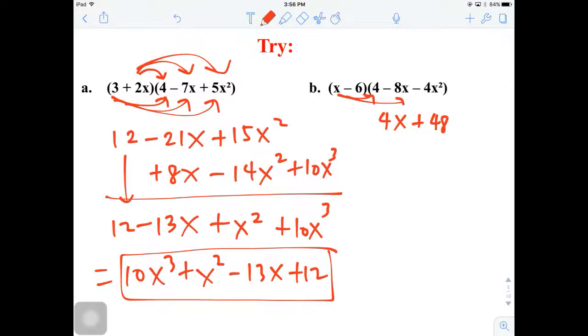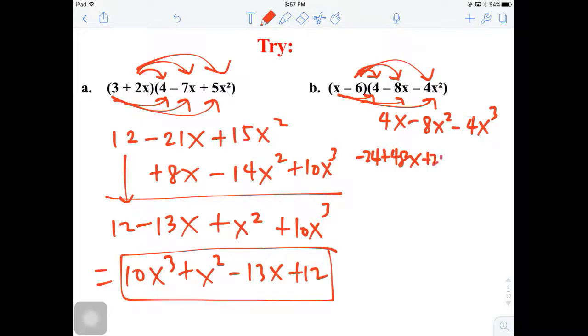Oh, sorry. We're going to actually have plus a minus 8x squared. And then distributing the last term here, we have a minus 4x to the third. And next, we're going to distribute the second term through both, everything in the second parenthesis. So we got negative 24. And notice there's no like term, so I'll just put it on the side. And then we have plus 48x. And then plus 24x squared.